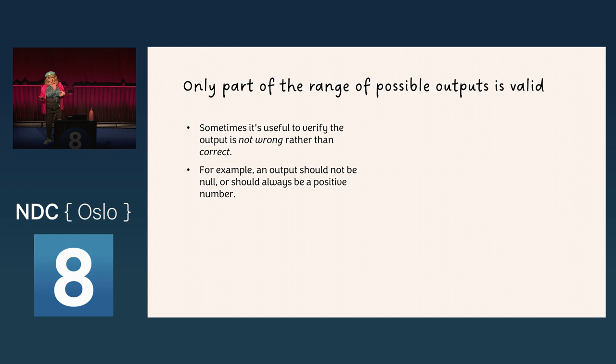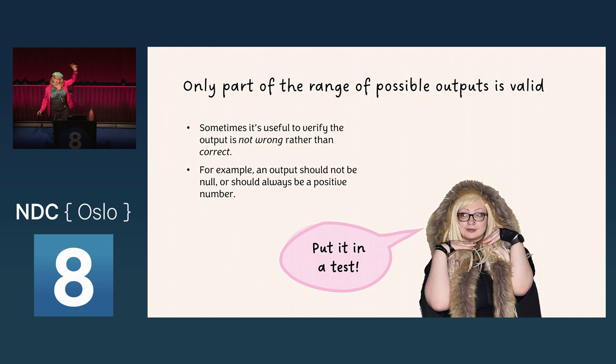Let's say you're writing an absolute function. Given any number, find the absolute value. The absolute value of 7 is 7. Absolute value of minus 5 is 5. So you know for an absolute function, the output should always be positive. And if you're relying on that behavior, put it in a test. If it forms part of your specification, put it in a test.